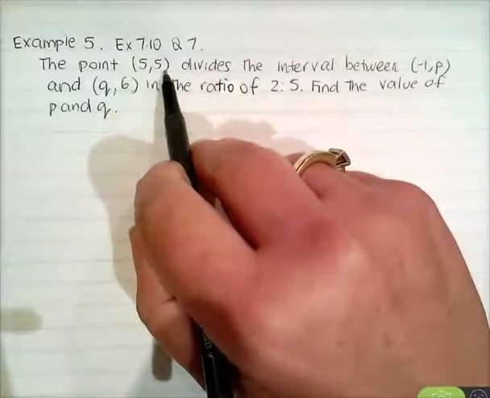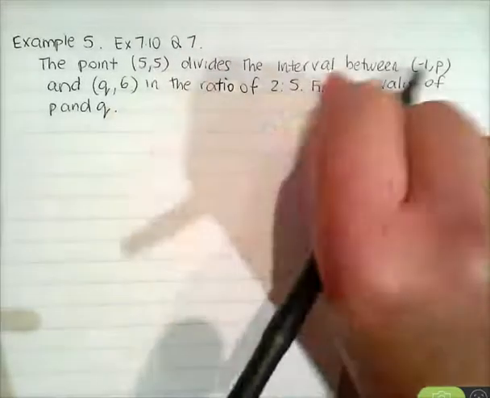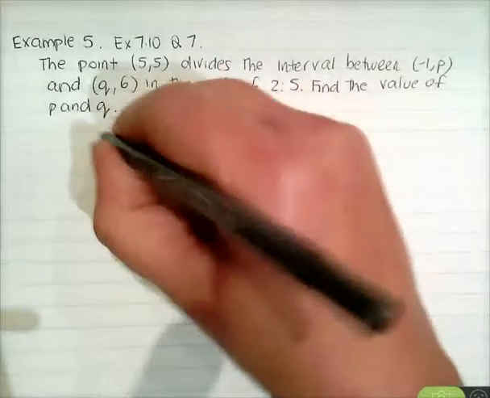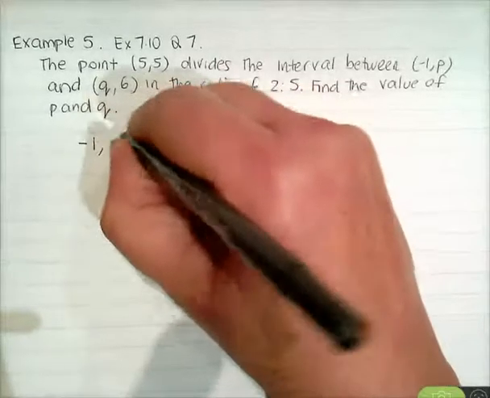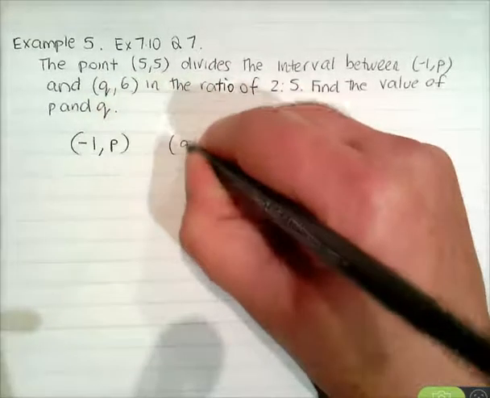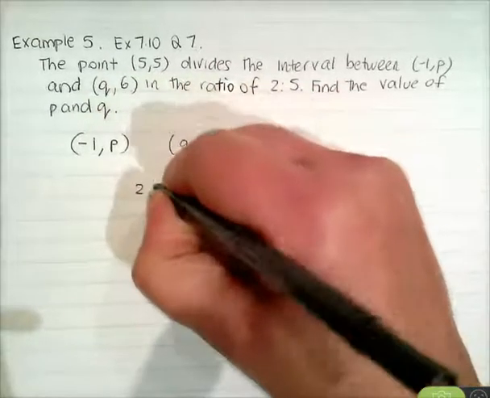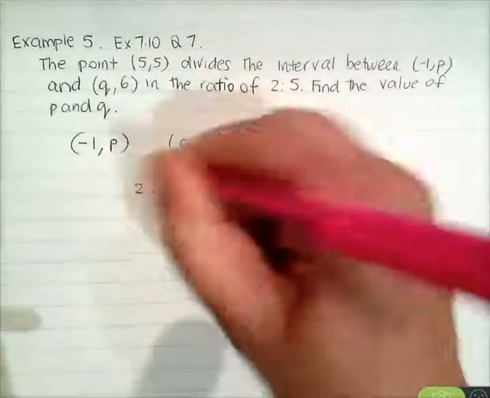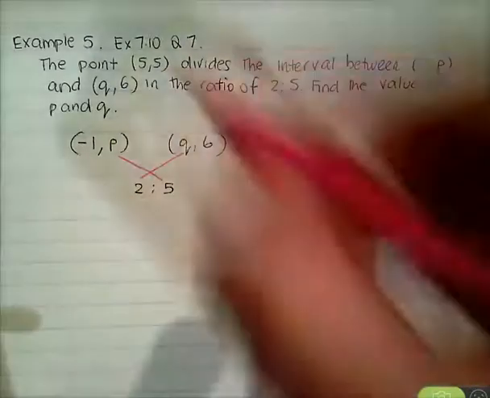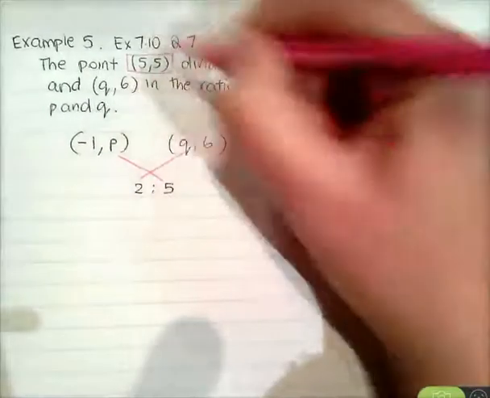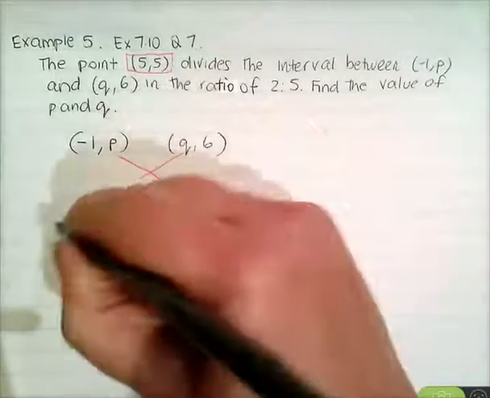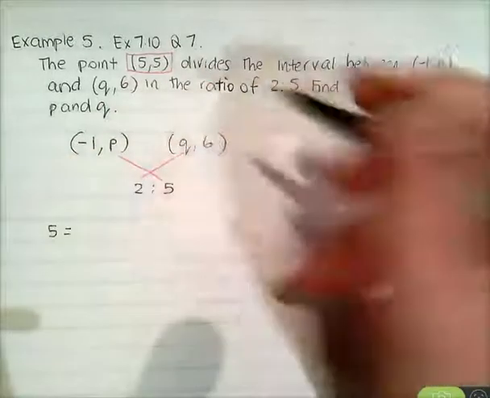Remember, 5 is the answer, because that point divides this interval negative 1, p and q, 6 in the ratio of 2 to 5. So I'll write my 2 points in order, which are negative 1, p and q, 6, and I put my ratio of 2 to 5 underneath. I do my little crisscross thing, and my point here, 5, is actually my answer. So we'll do the x's first. So the answer for the x's is 5.